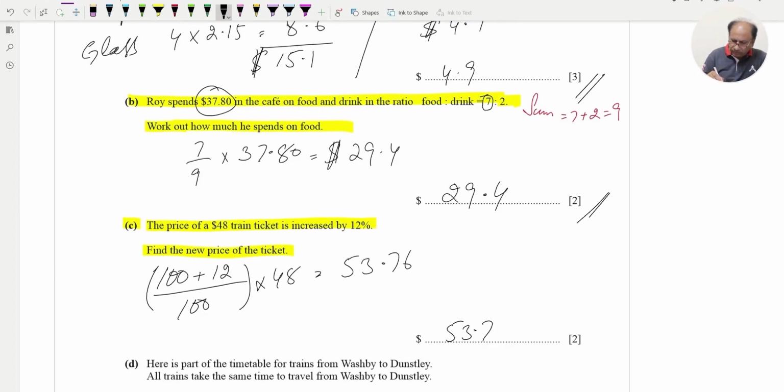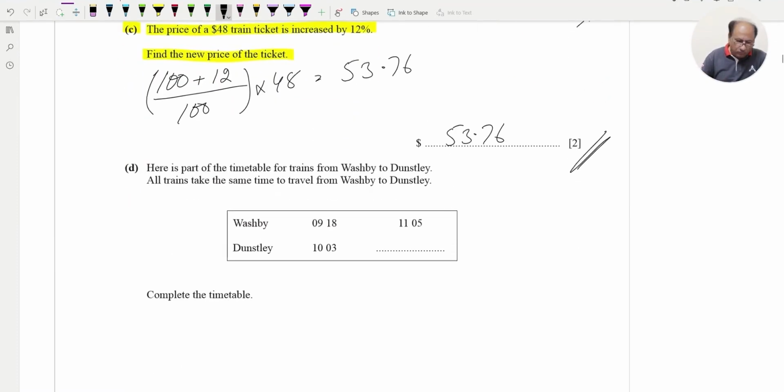$53.76 will be our answer for 2 marks. Hopefully you understood this.